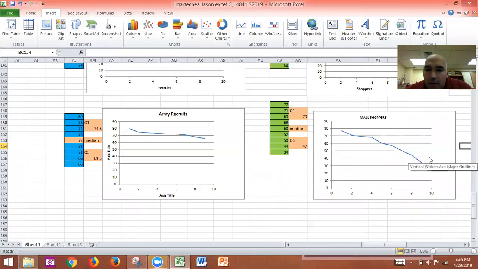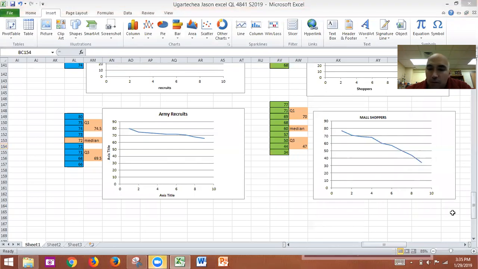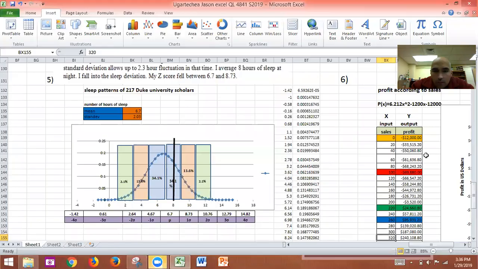And here you can see down here that we took the information and plugged it into a scatter plot scale with smooth lines. So that's another way to look at it in perspective. And here we are. This is the sleep patterns for the 217 Duke University scholars, broken up into numbers of hours of sleep.